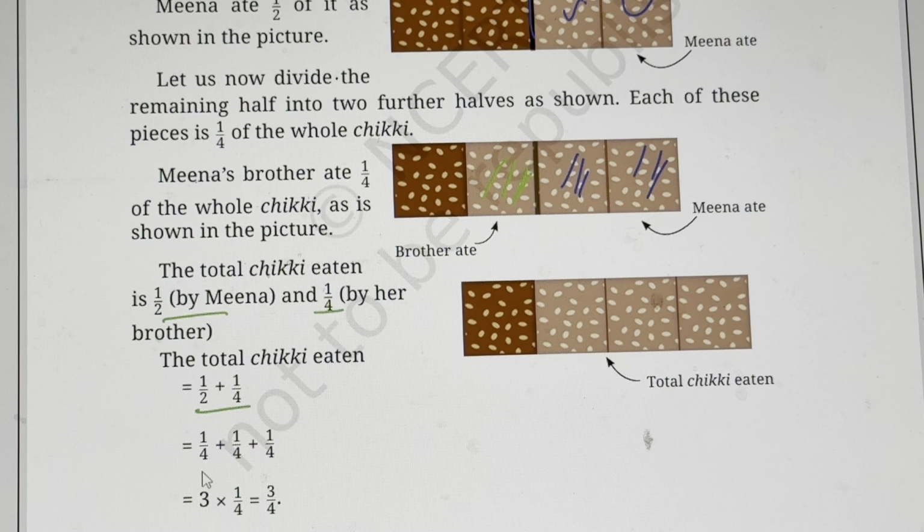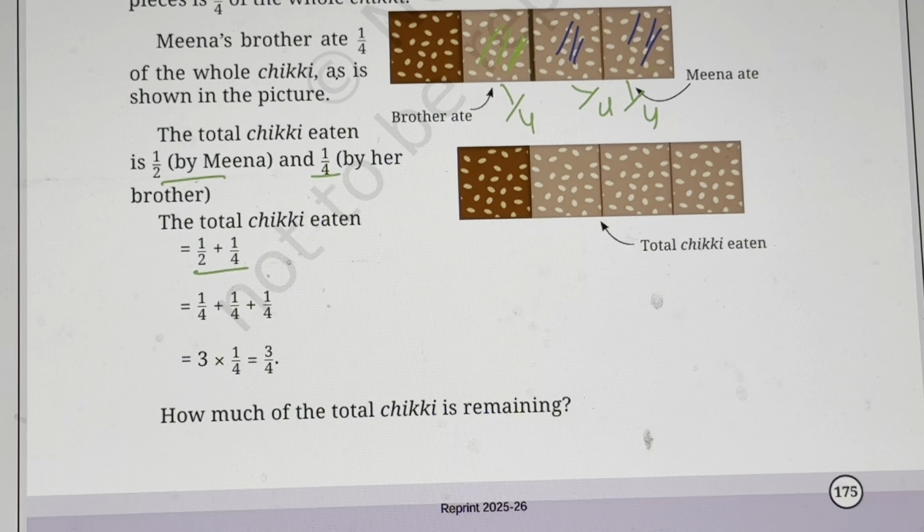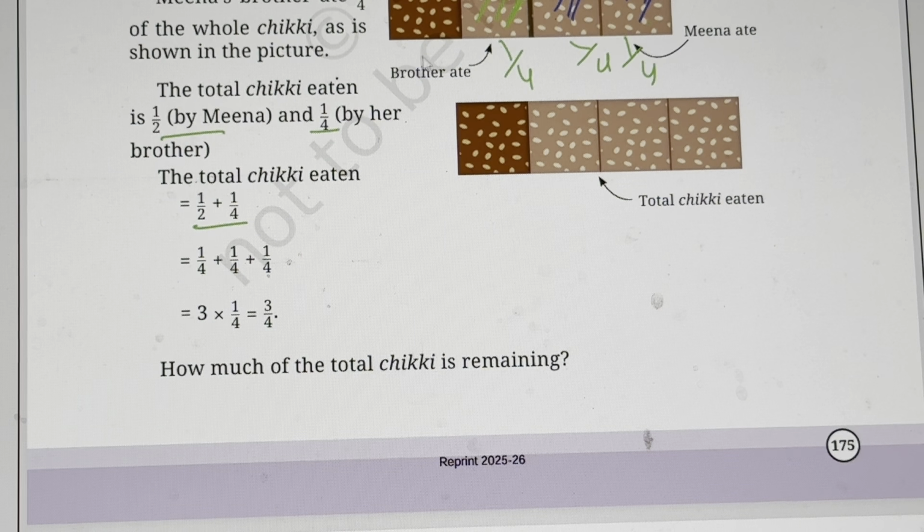So if we add, half is what you can say is 1/4 plus 1/4, right? This is 1/4, this is also 1/4, and this is also 1/4, right? So you can say that it is 3 times 1/4. So what portion total is eaten by both brother and sister is 3/4. You can see from the picture that this is 3/4, 1/4, 1/4, 1/4. And what is remaining is 1/4. So how much of the total chikki is remaining is 1/4.